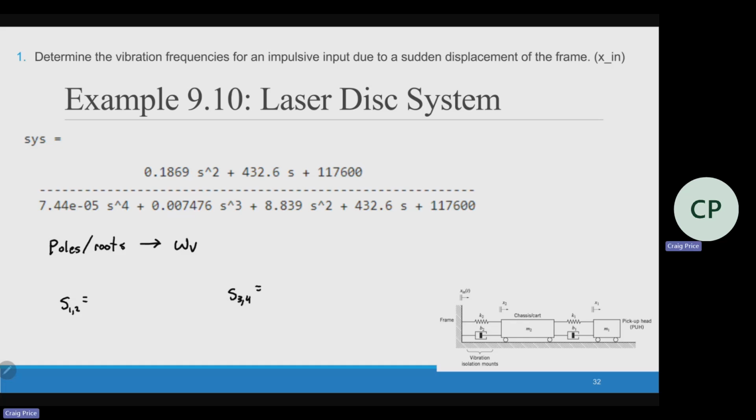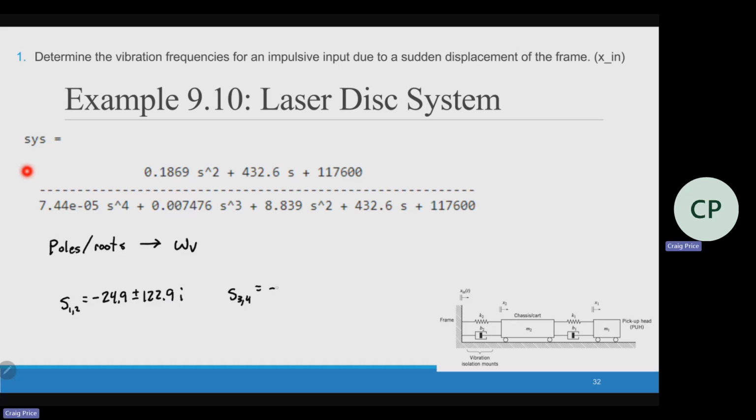So from those two sets of roots, we're going to find our vibration frequencies. Now you can have MATLAB do this. You can use a polynomial root finder on your calculator as well. But the roots of this would be negative 24.9 plus or minus 122.9 i.